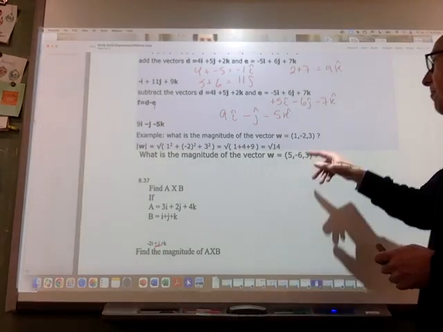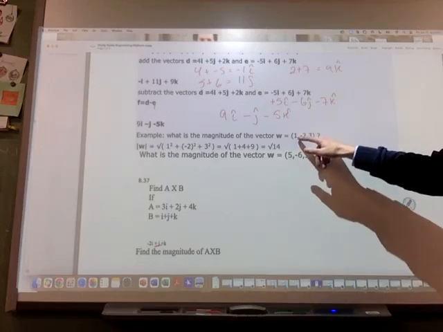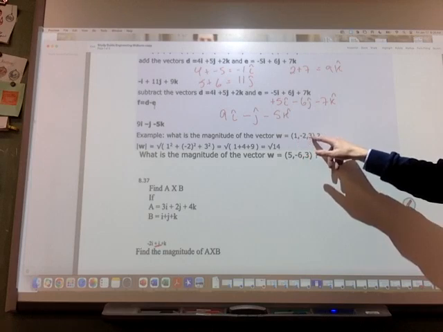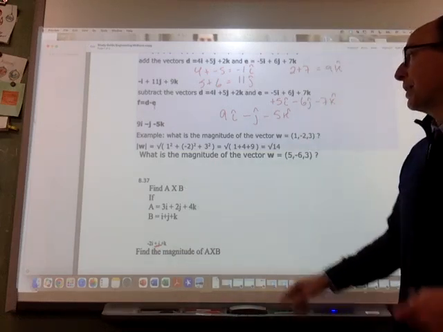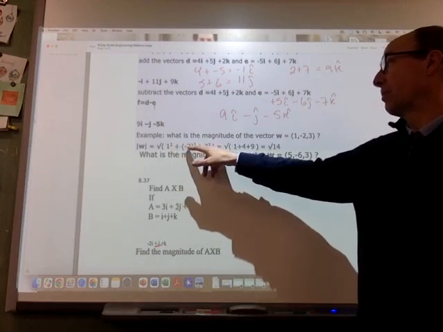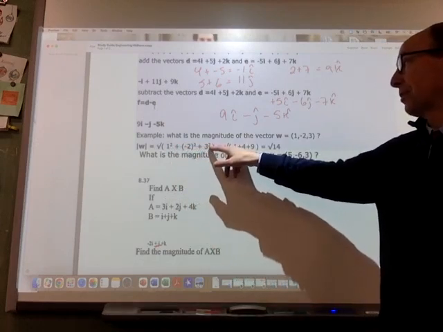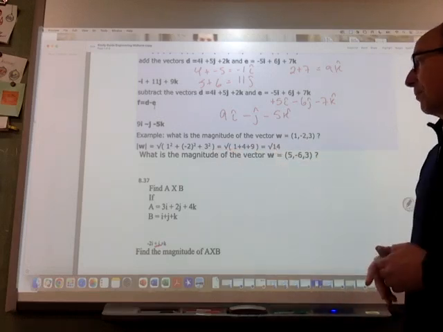So in the case here where we have a vector in coordinate form that's 1, negative 2, comma 3, the magnitude of it, the length of how long this vector is going to be, would be the square root of 1 squared plus negative 2 squared plus 3 squared, which is radical 14.